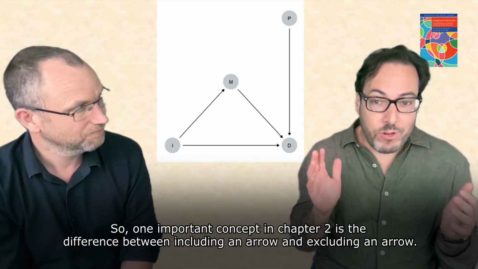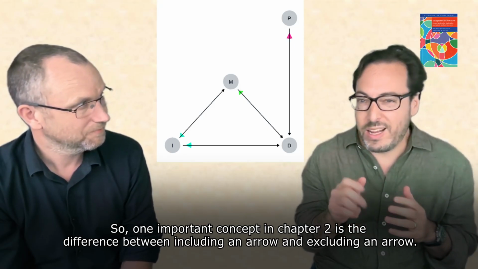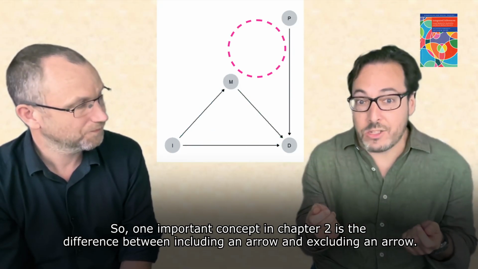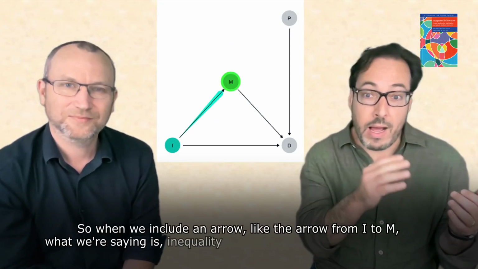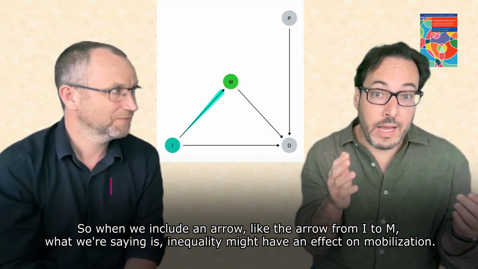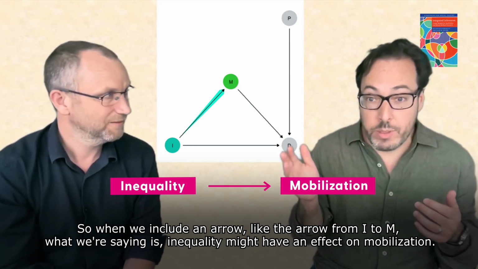One important concept in chapter 2 is the difference between including an arrow and excluding an arrow. When we include an arrow, like the arrow from I to M, what we're saying is inequality might have an effect on mobilization.